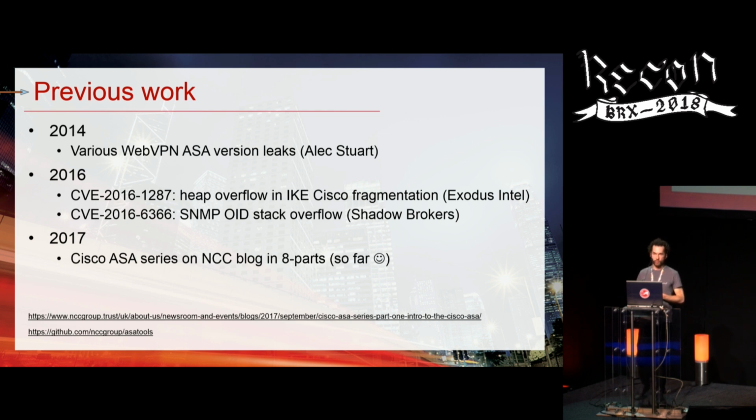In August, 4 or 5 months later, the Shadow Brokers released exploits for ASAs as well, as part of their leak, supposedly tools used by the NSA to exploit stack overflows in the SNMP protocol. So it was a pretty tough year for ASAs, right? In 2016, two really important exploits available on the internet. But very interesting, and basically that was the start of the research.